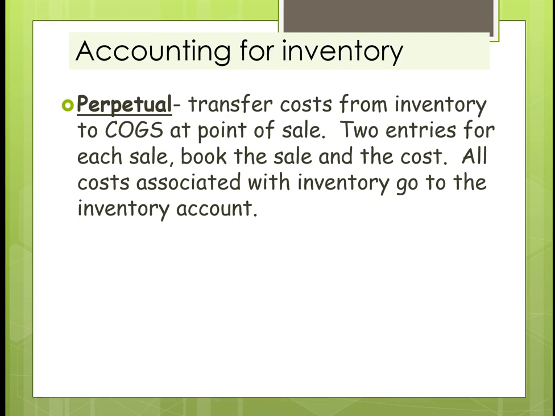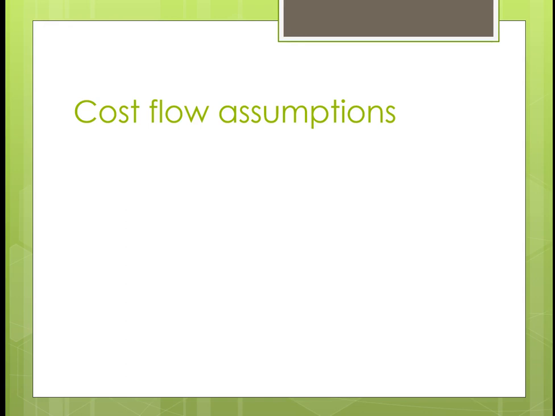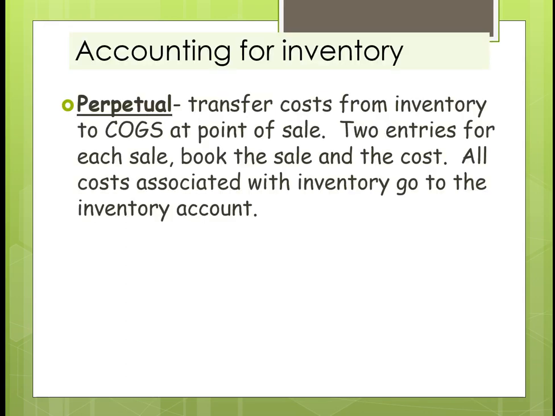Now, under Perpetual, we're going to transfer the cost from inventory to cost of goods sold at the point of sale. Two entries for each sale. You've got to book the sale, and then you've got to transfer the cost out of inventory to cost of goods sold. All costs associated with inventory go to the inventory account. Go back there, so make sure you read that.